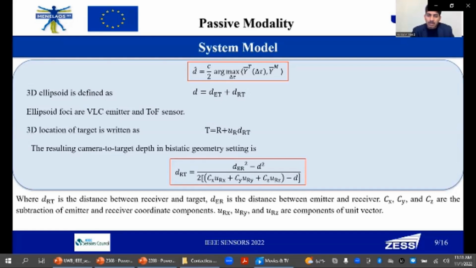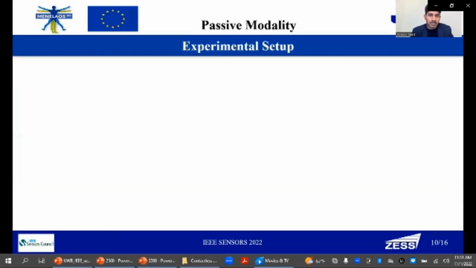And CXCR are also the emitter and the receiver coordinate components, and the UR term is basically the unit vector, which are the unit vector components defined by this formula. Those interested can go through the complete derivation of this bistatic geometric algorithm in our reference number 6.